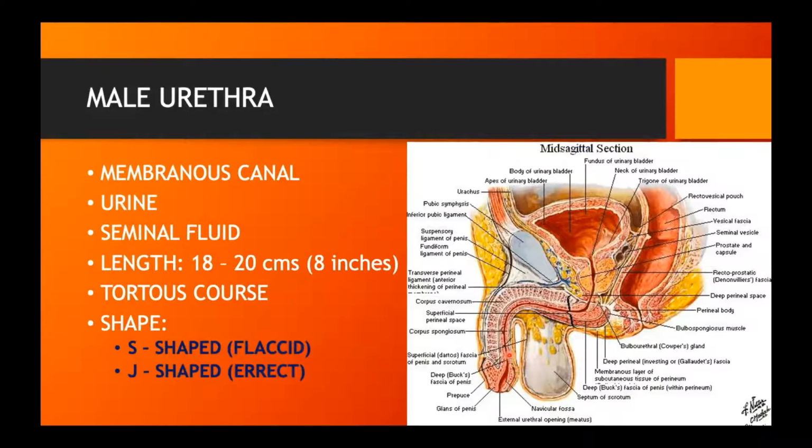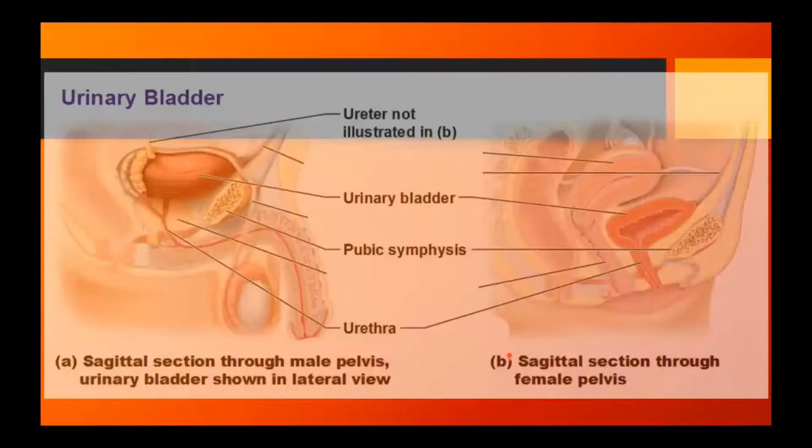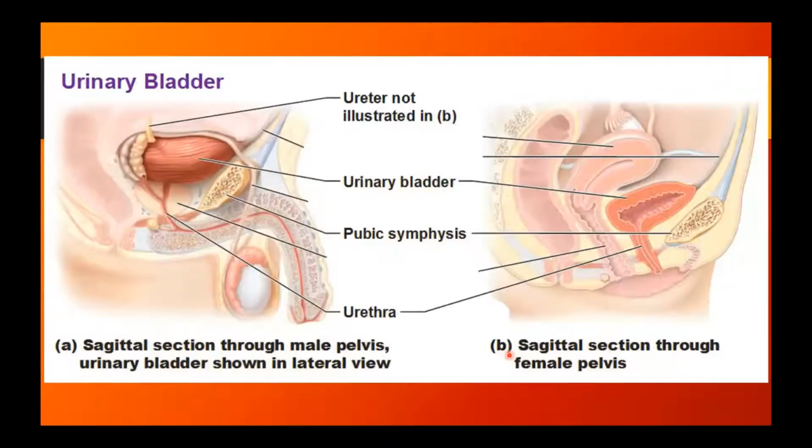You can see this is the male urethra. Once again, from the neck of the bladder, and the prostate gland, then the pelvic fascia, then the penis. And here it is the urinary bladder, and from the neck immediately it is crossing the pelvic fascia and then opening in the perineum itself, having a very short course in the female pelvis.